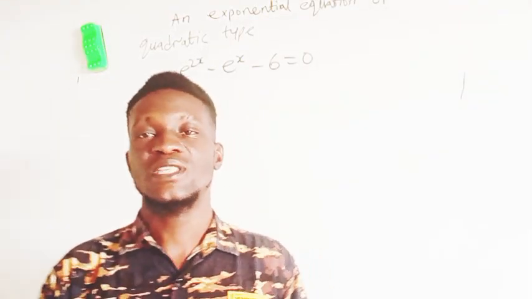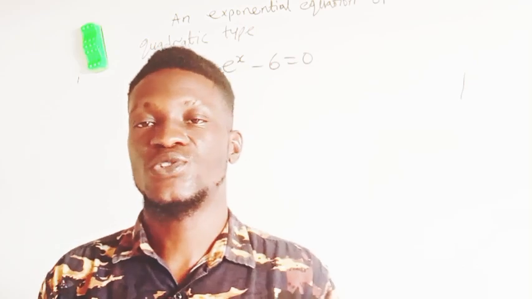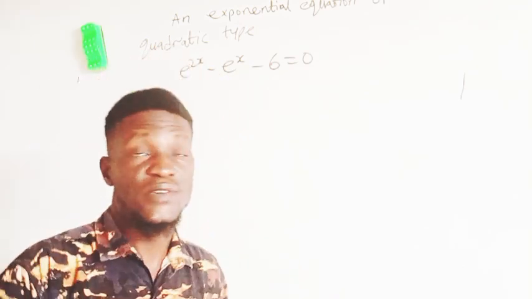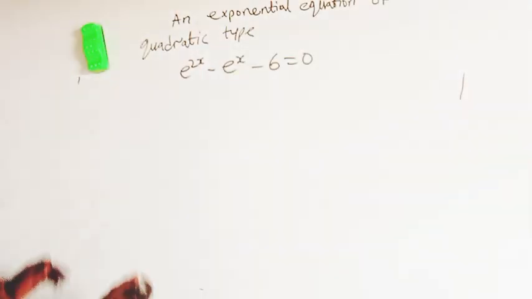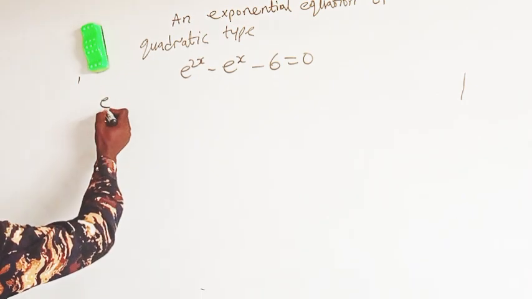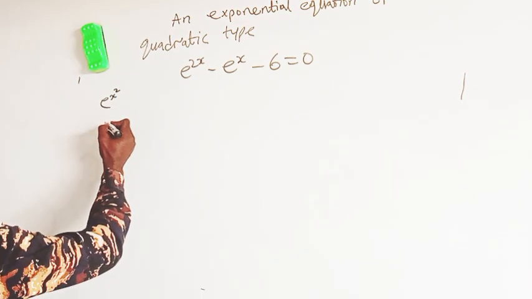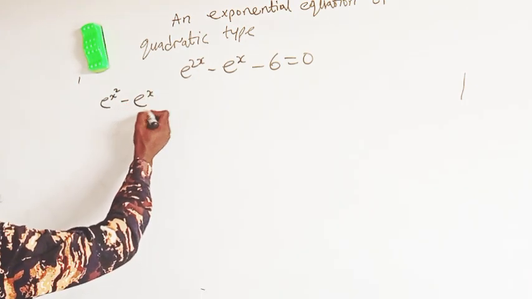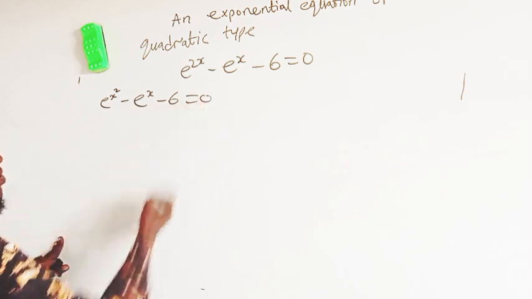Whenever you are told to solve this type of exponential equation, the first thing is to rearrange it. So if you are rearranging it, it's going to be e raised to power x, all raised to power 2, minus e raised to power x, minus 6 is equal to 0.